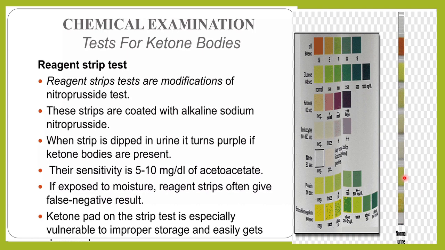The urine strips will be coated with alkaline sodium nitroprusside. They already have the alkaline sodium nitroprusside, and when the strip is dipped in the urine, the purple color will change if ketone bodies are present in that urine. You can see here, if the ketone bodies are present in small amount, you get a color like this. If it is moderate and if it is large, the color changes accordingly, because it reacts with the alkaline sodium nitroprusside.